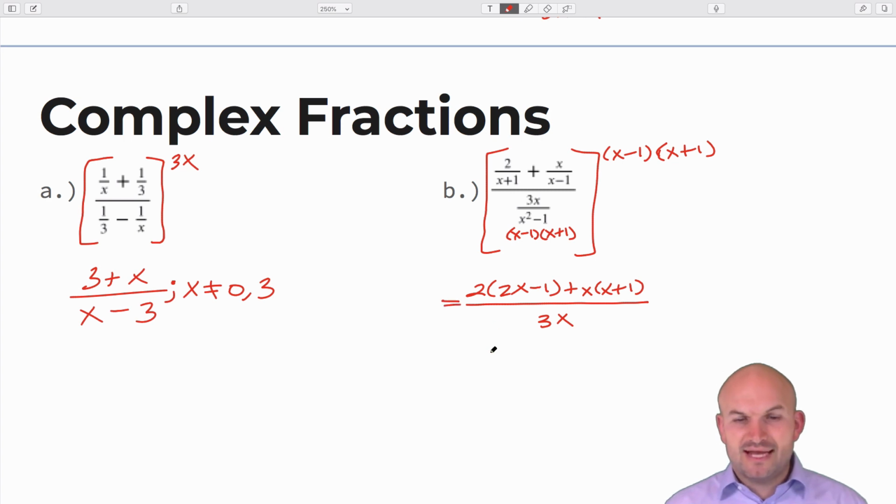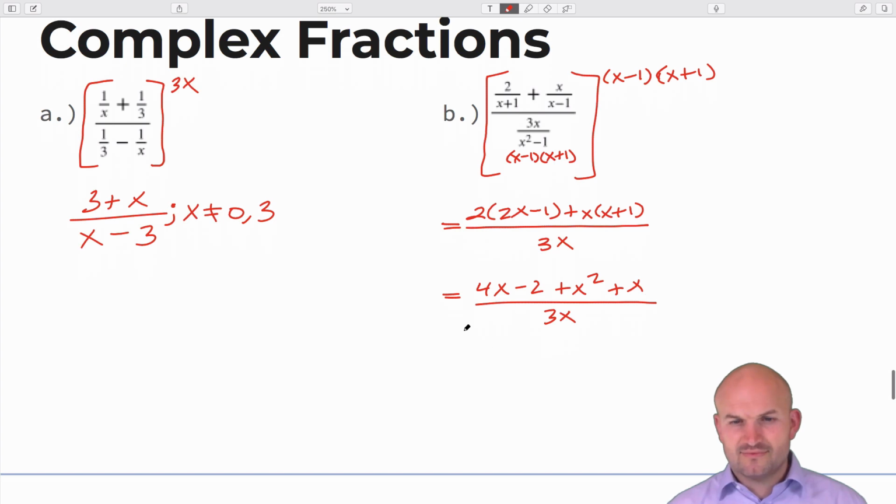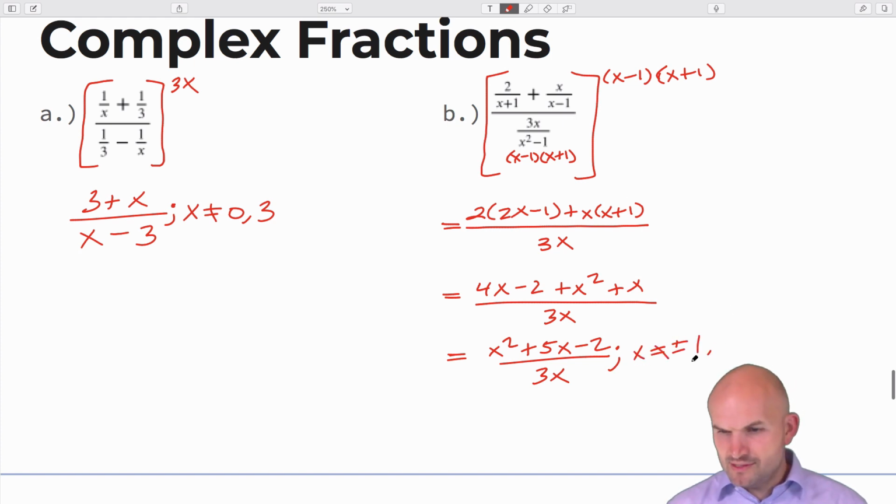So now let's go ahead and simplify that using the distributive property. So I get 4x minus 2 plus x squared plus x, all over 3x. And then I can just rearrange this one more time. Those combine to give me x squared plus 5x minus 2 over 3x. Now again, going back to my original problem, we know that x cannot equal negative 1 and positive 1, so I'll just do plus or minus 1, as well as 0.